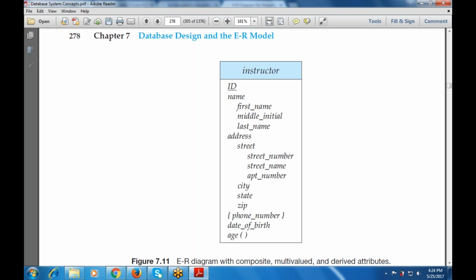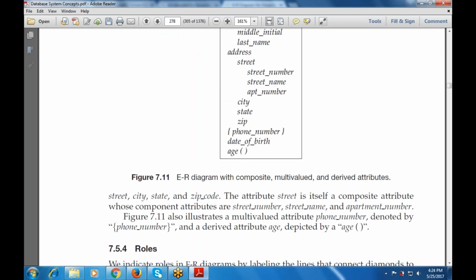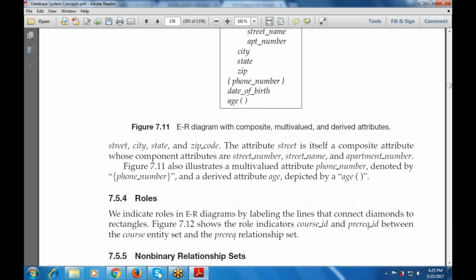We can give or we cannot give. Then date of birth, and then there's a function age. This is a derived attribute. With the ID, then name, then address, then phone number, then zip, then date of birth. So this street is itself a composite attribute, where the composite attributes are the street number, street name, apartment name. So this illustrates a multi-valued attribute for number that is denoted by the phone number, and the derived attribute age that is depicted by an age function.